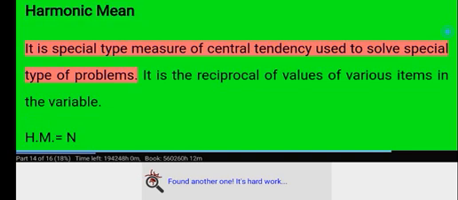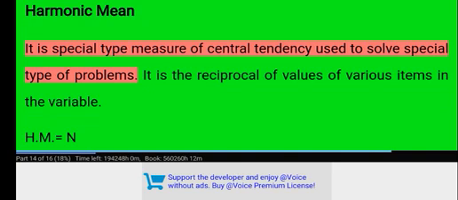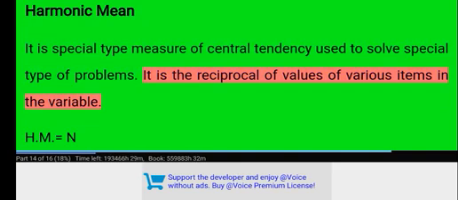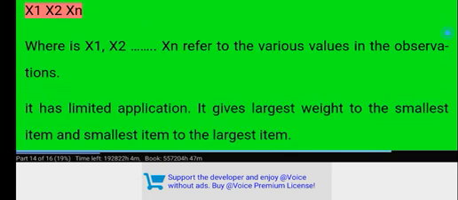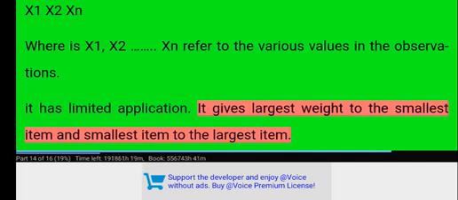Harmonic mean. It is a special type of measure of central tendency used to solve special types of problems. It is the reciprocal of the values of the various items in the variable. HM equals n divided by (1/x1 plus 1/x2 plus up to 1/xn), where x1, x2, xn refer to the various values in the observations. It has limited application. It gives the largest weight to the smallest item and the smallest weight to the largest item.